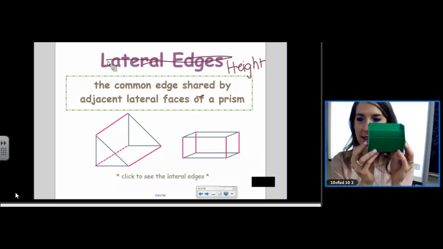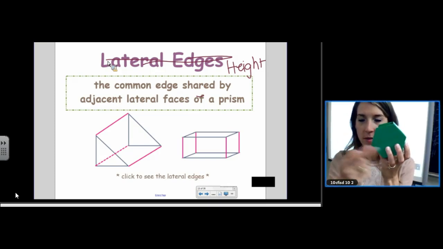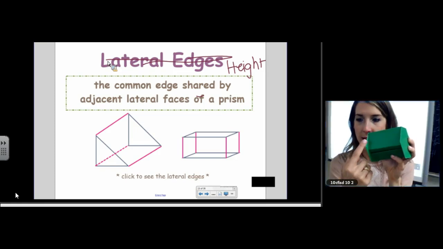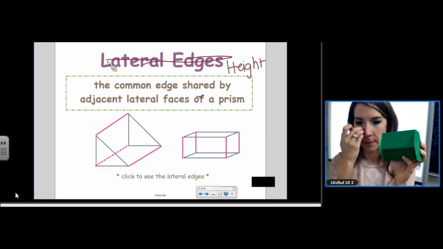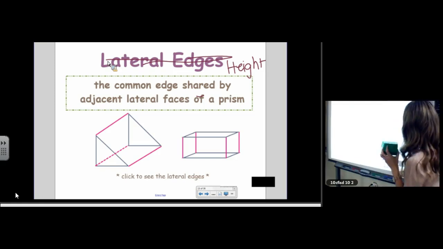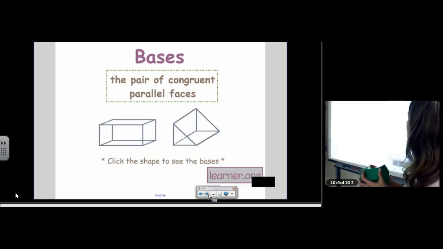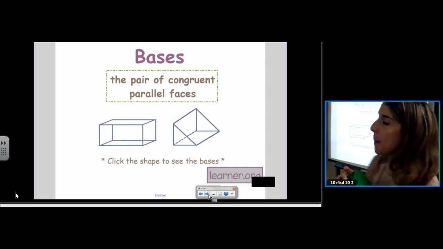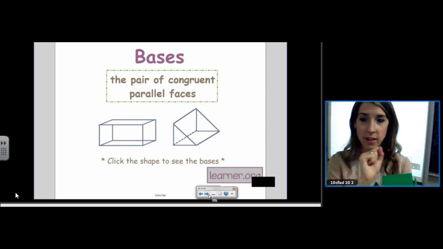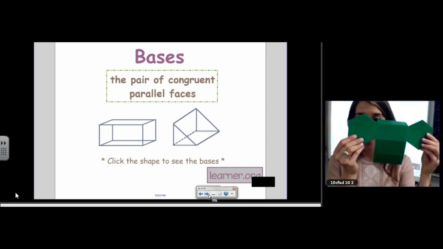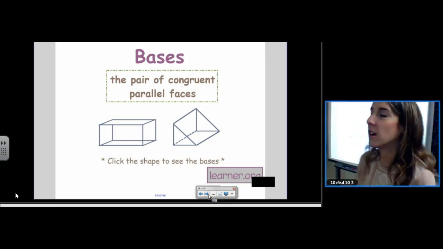Even if your prism's like this, this is not the height of the prism. The height of the prism connects your base to your base. Your bases are, of course, the pair, that means 2, congruent, non-negotiable, and they need to be parallel.